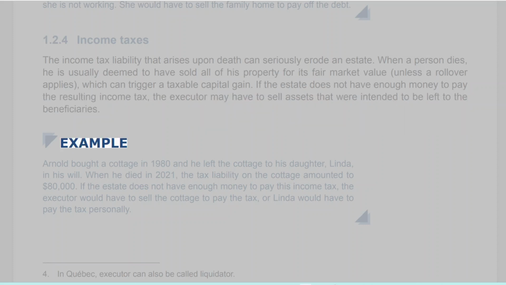Example: Arnold bought a cottage in 1980 and he left the cottage to his daughter, Linda, in his will. When he died in 2021, the tax liability on the cottage amounted to $80,000. If the estate does not have enough money to pay this income tax, the executor would have to sell the cottage to pay the tax, or Linda would have to pay the tax personally.